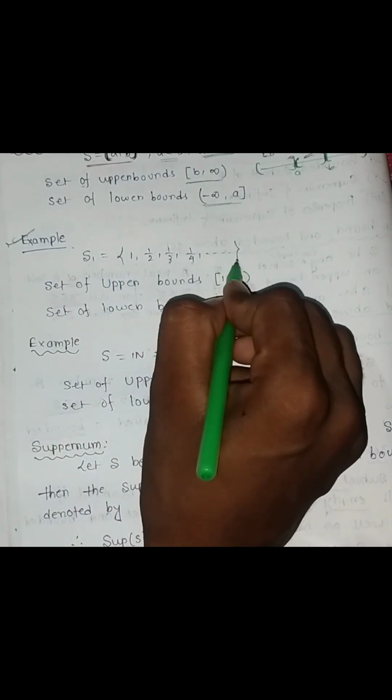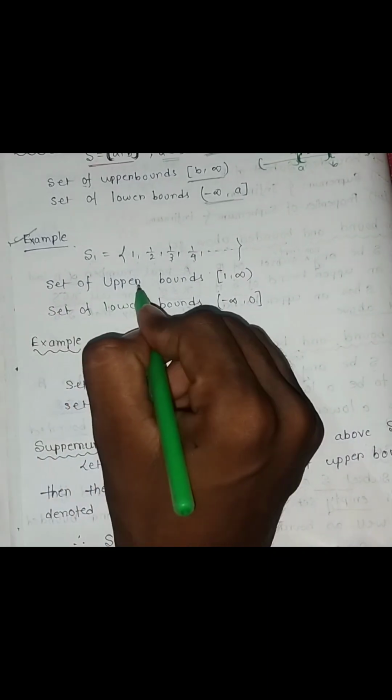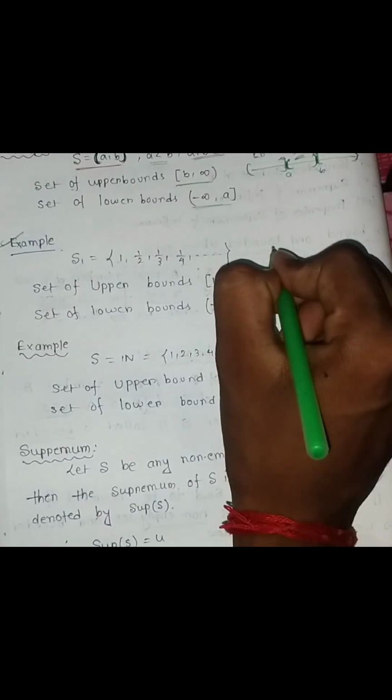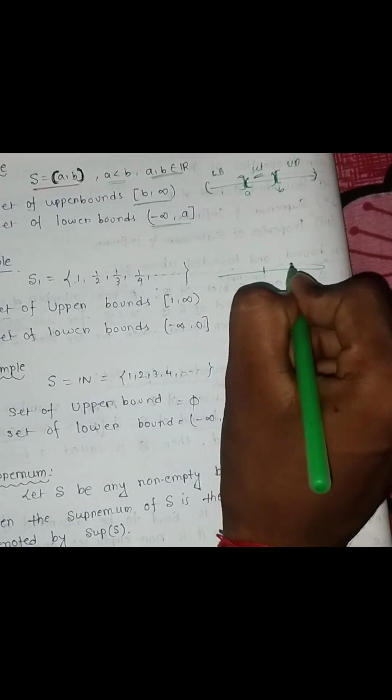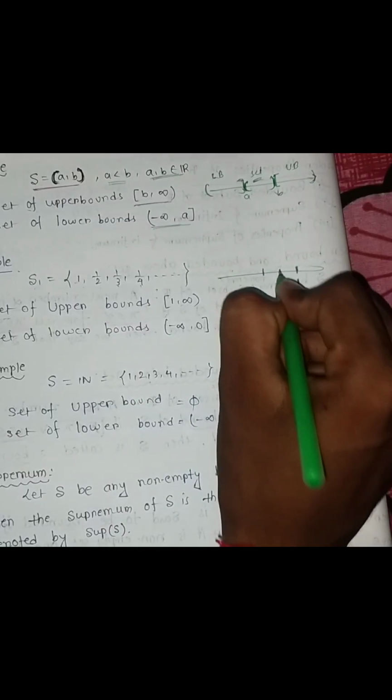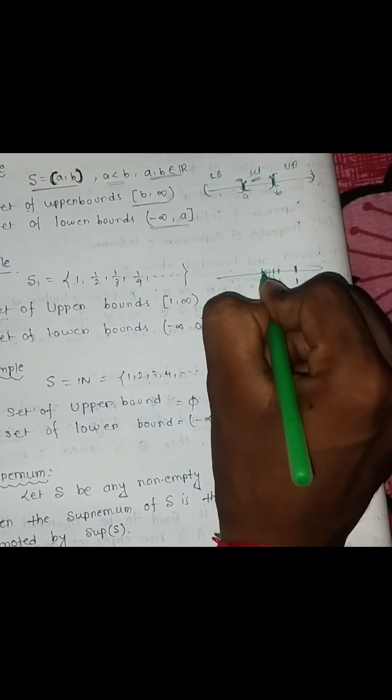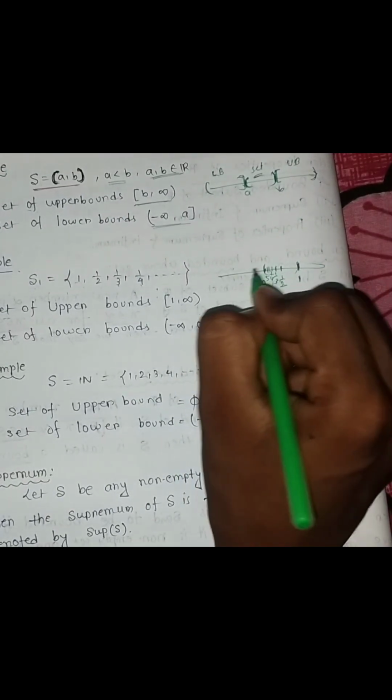Also another example: H1 is equal to 1/2, 1/3, 1/4, and so on. Now you can see this set belongs to 0 to 1, am I right? Because this is 1, this is 1/2, this is 1/3, this is 1/4, this is 1/5, and so on, up to 0. So this is your upper bound and this is your lower bound. The upper bound set is [1, infinity) and the lower bound set is (minus infinity, 0].